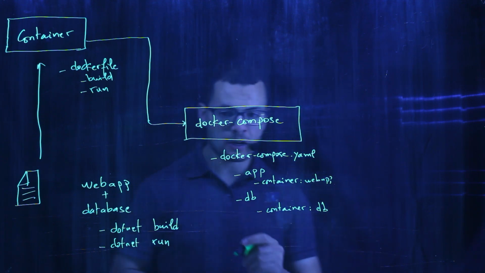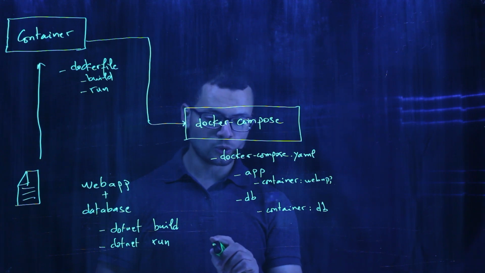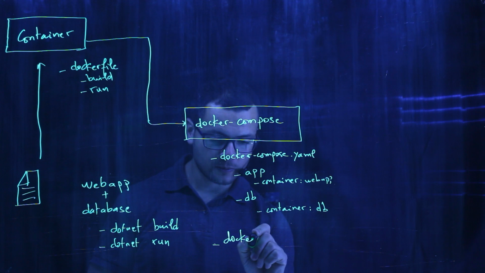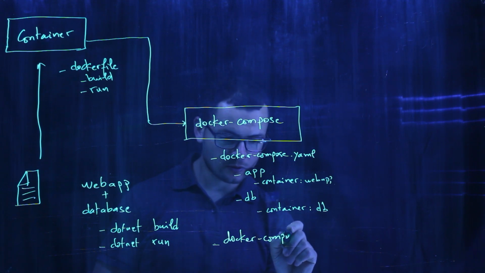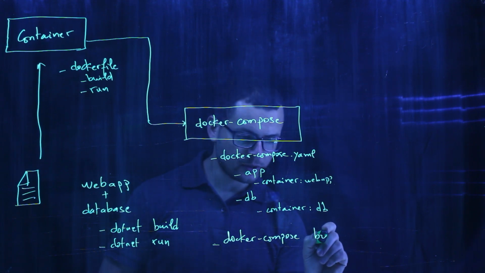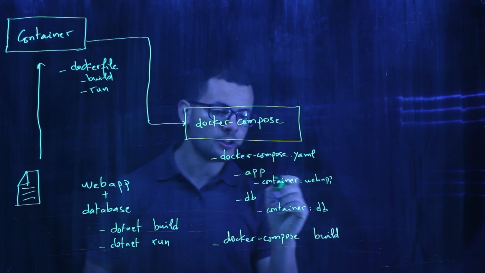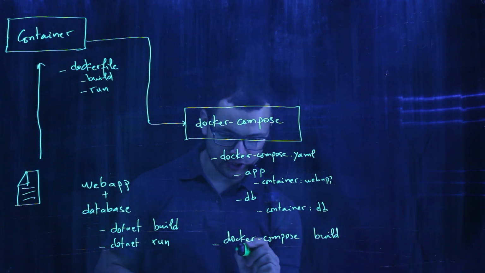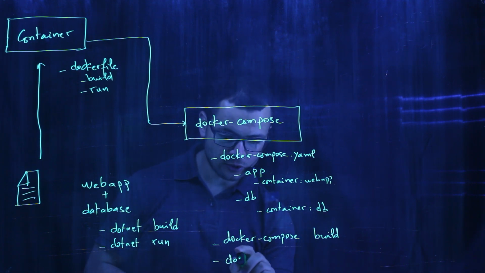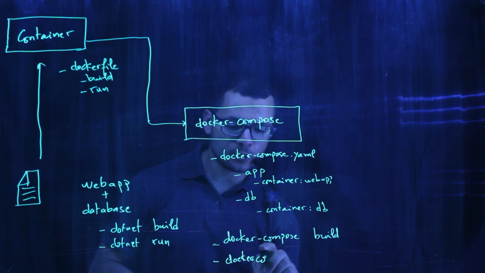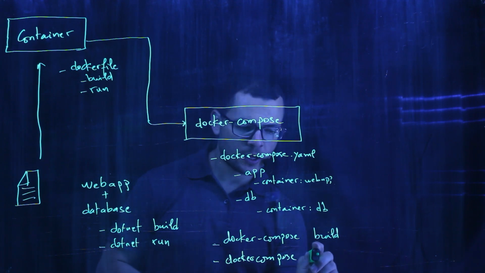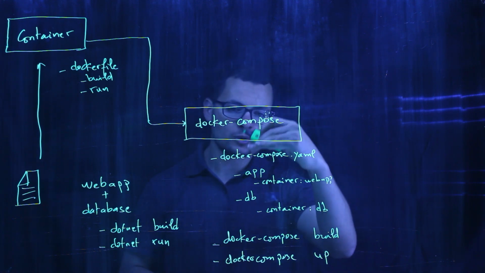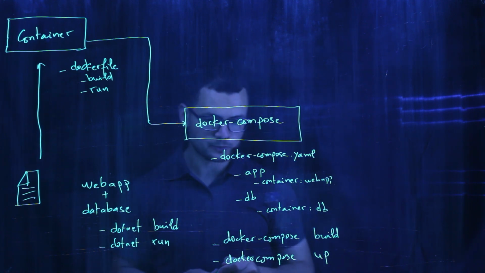Docker Compose also has its own commands in order to build it and run it. So we'll have the command docker compose build. This will build the different containers described right here, and it will create the configuration. And another command is docker compose up. This one will be used in order to run the containers that were described inside the Docker Compose.